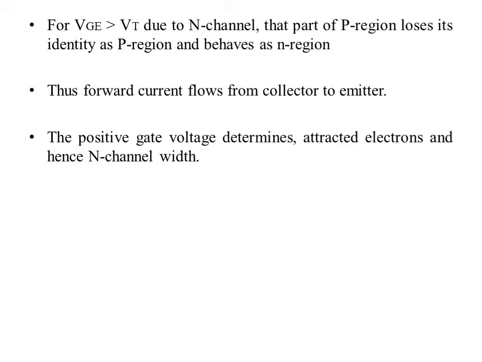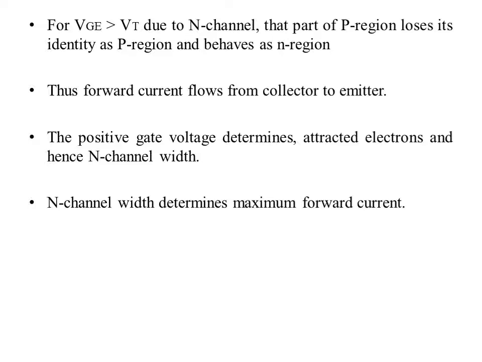The positive gate voltage determines the attracted electrons and hence the n channel width. So the greater the gate emitter voltage, the higher will be the flow of current. If the current magnitude is very high, the electrons will be attracted more, and if the electrons are attracted more, there will be a change in the width of the n channel. So the n channel width determines the maximum forward current.